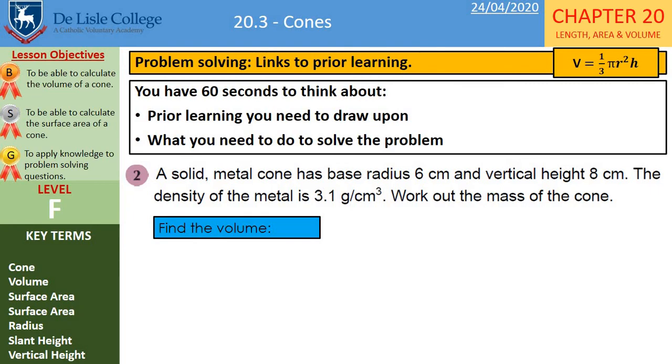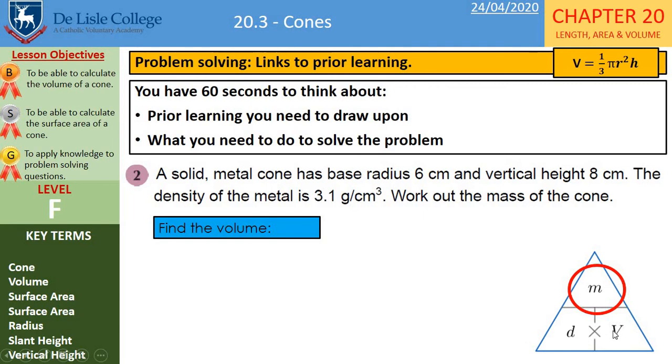Right, brilliant. So we're going to have a look now at our sort of level 4, level 5, top of level 5 question. So a solid metal cone has a base radius of 6 centimetres and a vertical height of 8. Brilliant. We've got the radius, it's 6, and we've got the height as 8. Again, you could draw the cone if it helps you. Now we're told the density of the metal is 3.1 grams per centimetres cubed. Work out the mass. Now again, we should be familiar with this from chapter 16. To get the mass, it's density times volume.